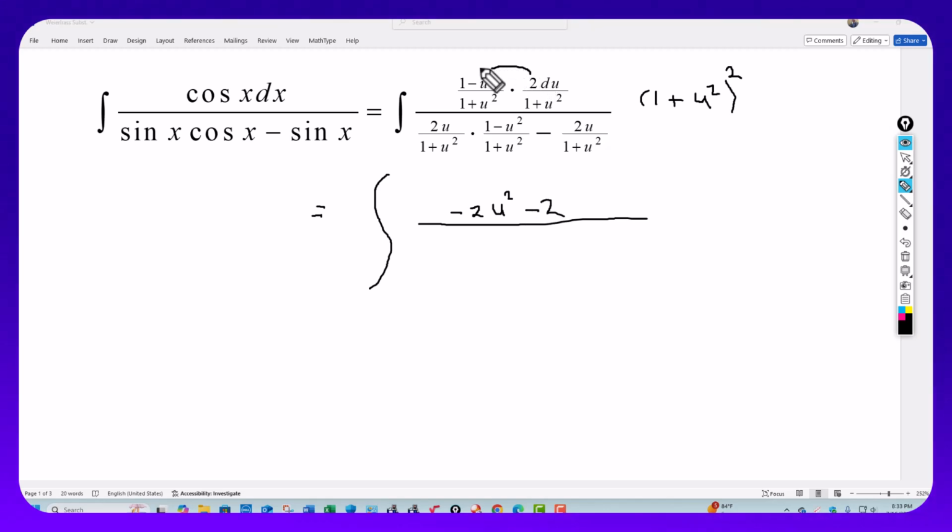So it's just multiplying here. The denominators canceled out because of this here. So −2u², and this is a plus 2 here. Denominators canceled. Still got the du over here.